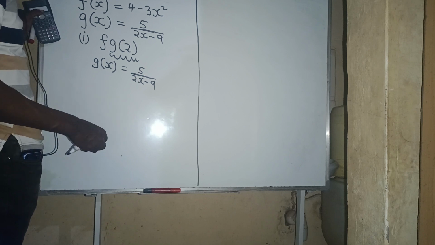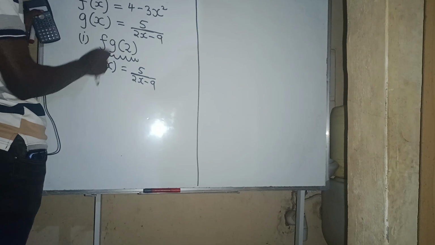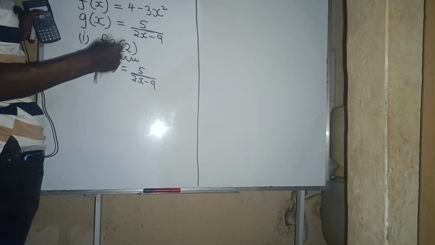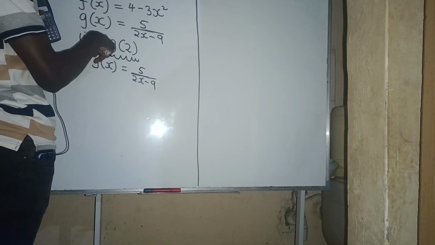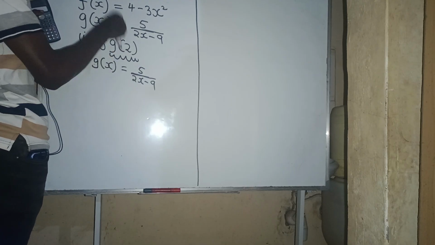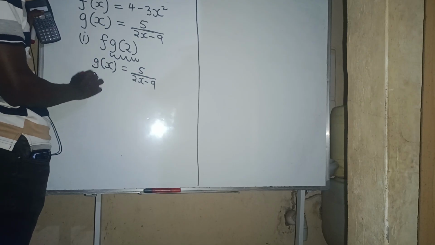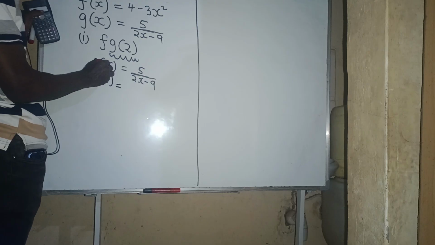The students were supposed to understand that if functions are combined like this, and one of them has a value of x, first pick the function where there's x and substitute that value. So I'm trying to get g(2). That means the value of x is 2.